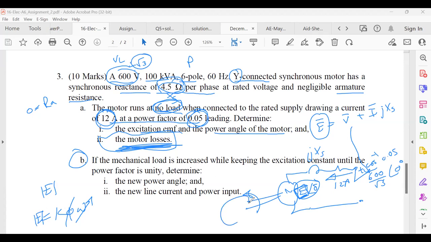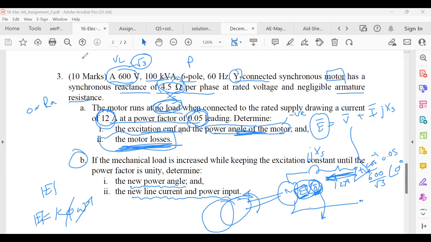However, because you included some load, the delta now is changed. By the way, the power angle here must be negative because this is a motor. Delta now will be larger than this value at no load, because you will get more power from the source. You need to calculate the new power angle, new current and power input from this.